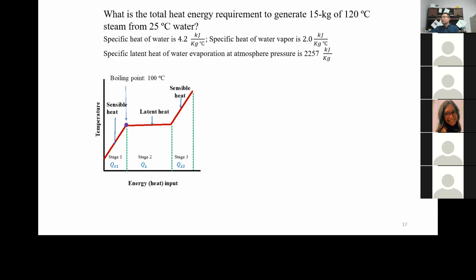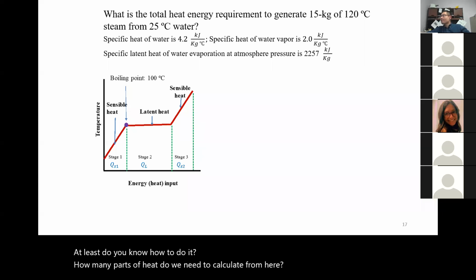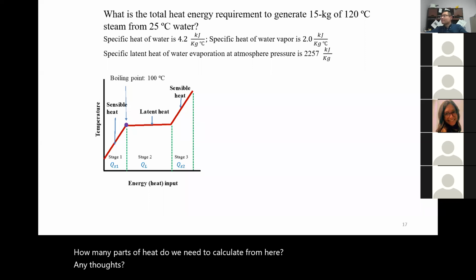Anyone got the answer? Or at least you know how to do it? How many parts of heat do we need to calculate here? Any thoughts? You're probably going to have 2 parts. One from when you're doing sensible heat from 25 to 100, and then one from when you're going 100 to 120. So Chris, are there 2 sensible heats or just 1 sensible heat? 2. Okay, that's right. So we will have to calculate 3 segments, right?